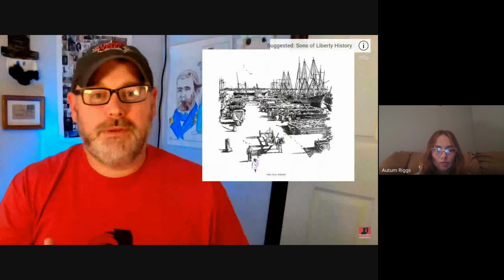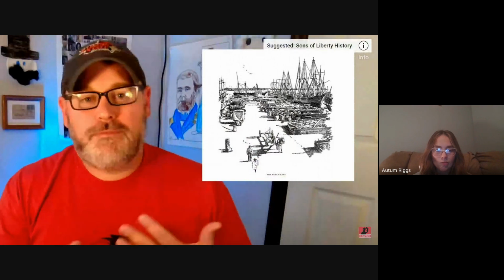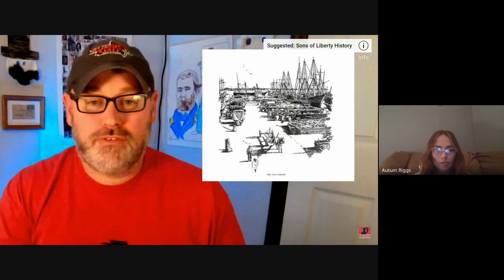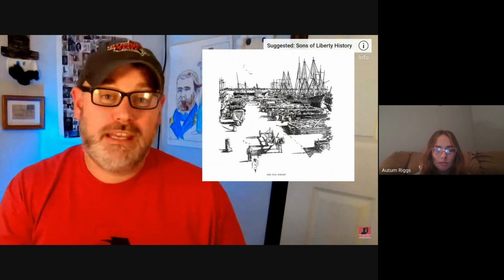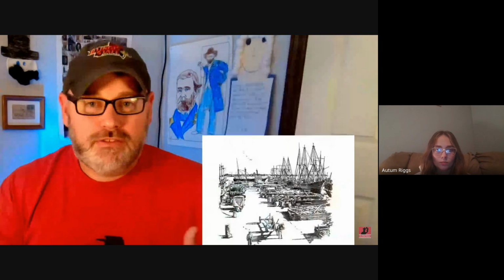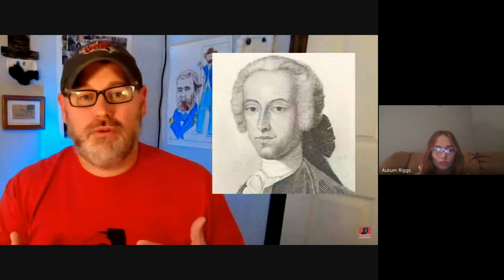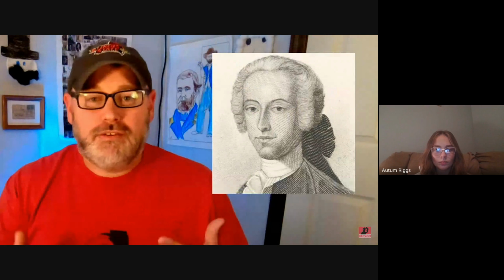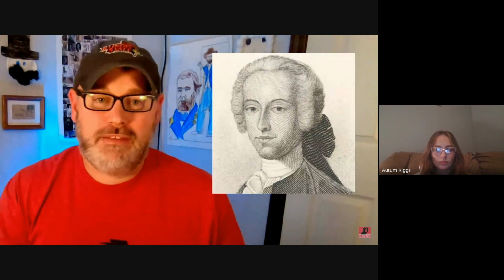The dock workers there at Griffin's Wharf, many of them, of course, being members of the Sons of Liberty, refused to unload the tea off the boats and demanded that the ships leave and go back to England. Thomas Hutchinson, who was the colonial governor of Massachusetts, demanded the ships be unloaded and the taxes on the tea be paid.